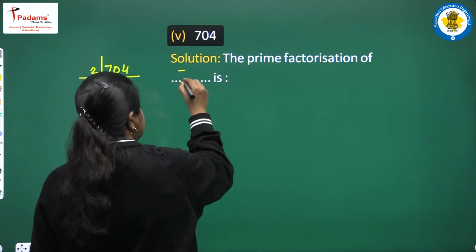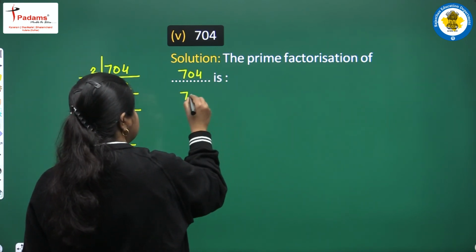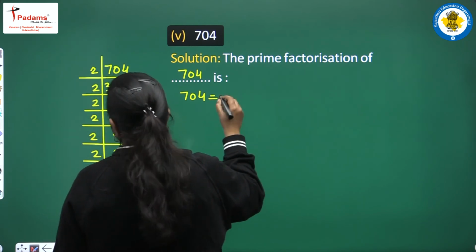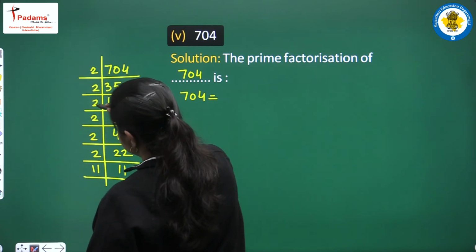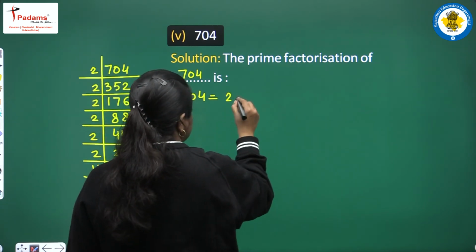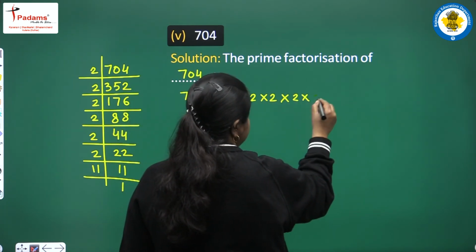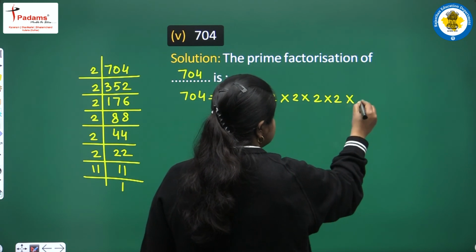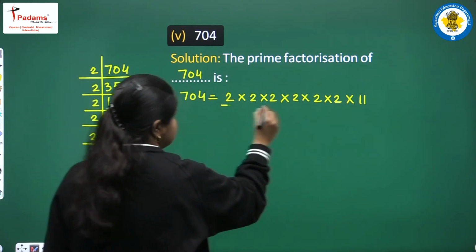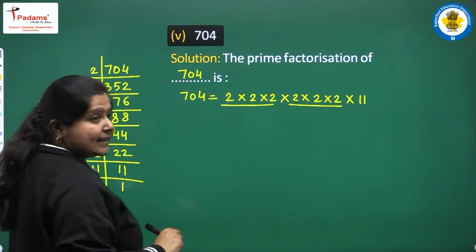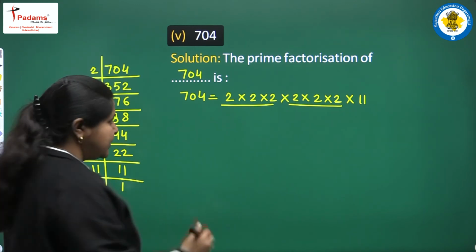Right here, the prime factorization of 704 is given by, we are having 1 2 3 4 5 6 times 2. Then we have 11 in the end. Form the triplets. 2 triplets are there and 11 has been left out. We write here.